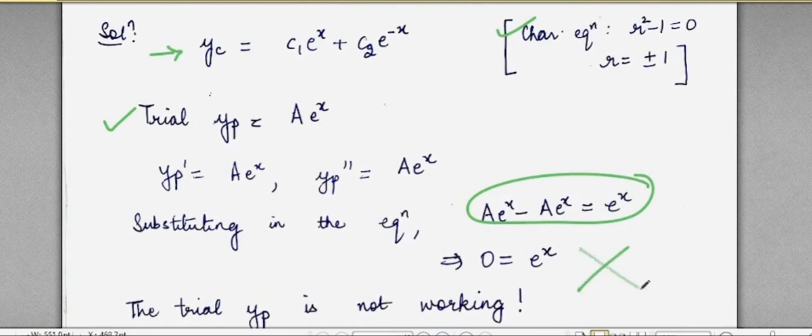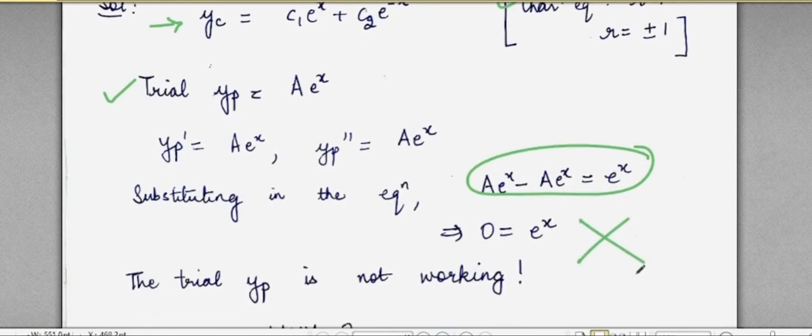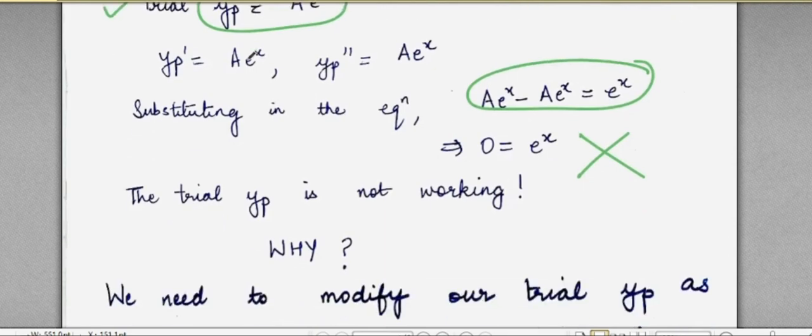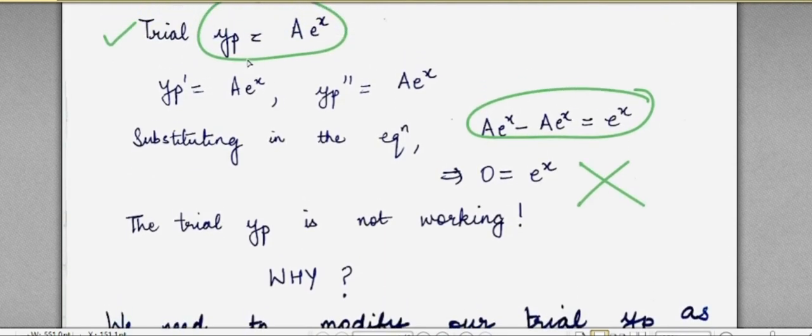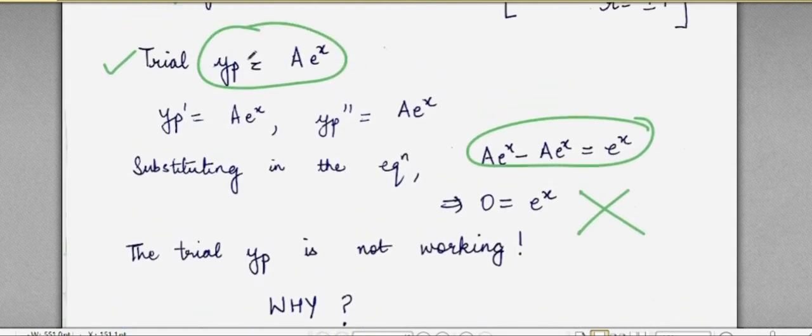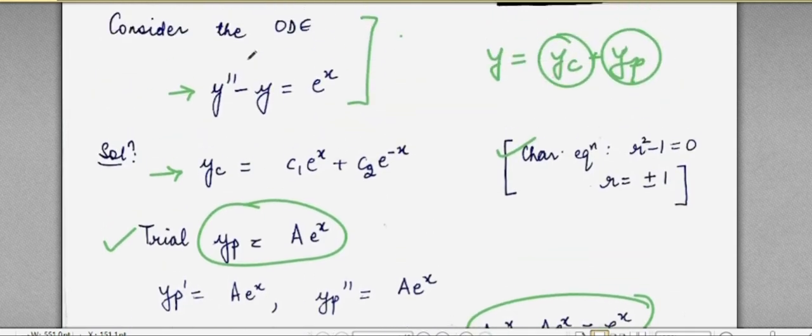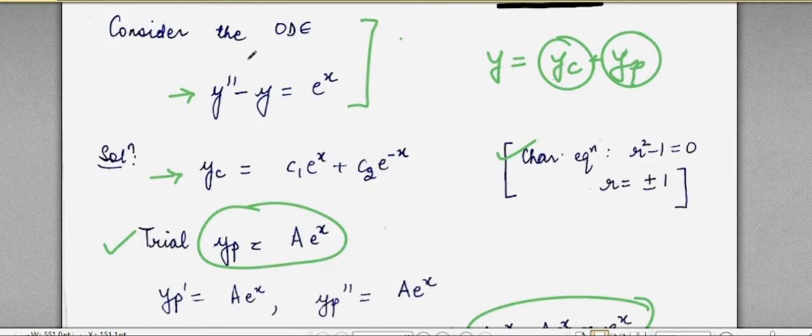That means this trial yp, a e to power x, is not working here, and the method of undetermined coefficients will fail to apply if we assume our trial yp to be a simple a e to power x. Now why is this happening, and how do we modify our trial yp? Let's go into the why part first.